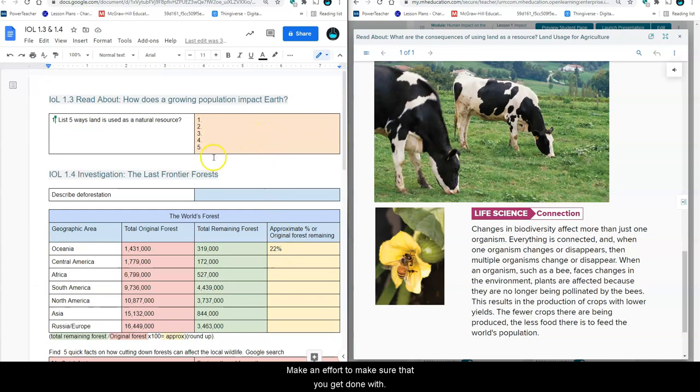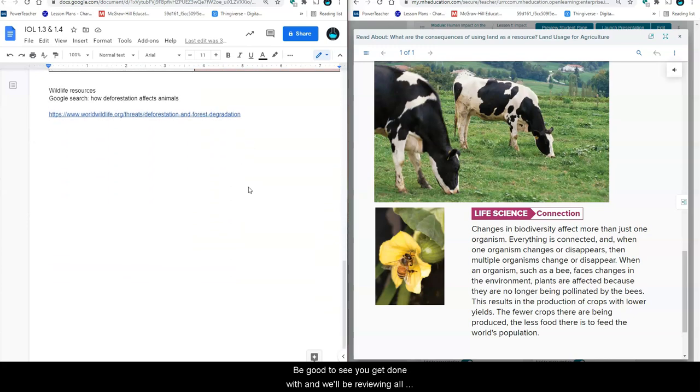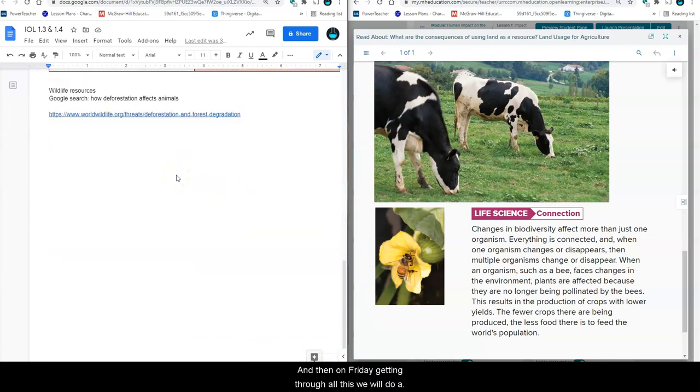Make an effort to make sure that you get done with impact of land 1.3, 1.4. 1.5 would be good to see you get done with, and we'll be reviewing all of this on Friday. And then on Friday, getting through all this, we will do another lab experiment activity if time permits.